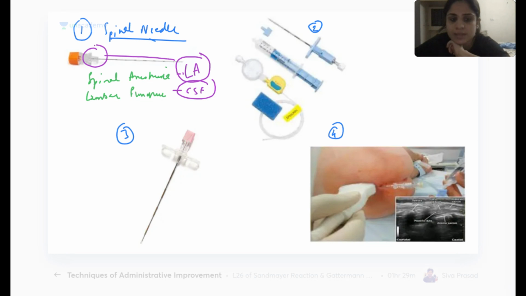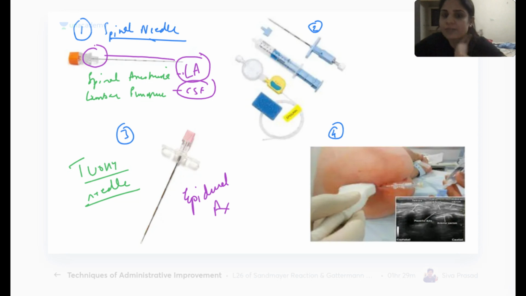Now, what is this needle number 3 called, and what is it used for? Yes, very good. This is my Tuohy needle. What is my Tuohy needle used for? What type of anesthesia? It is used for epidural anesthesia.